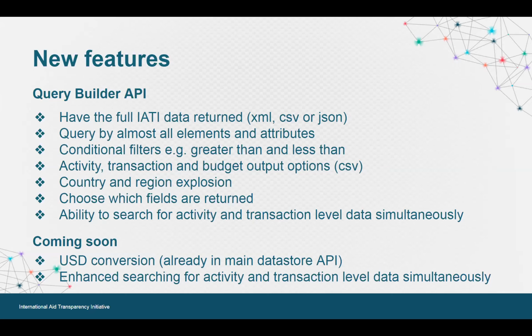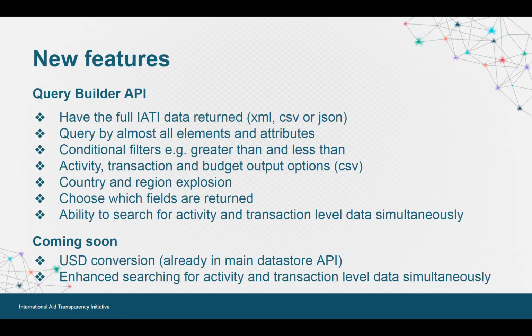And you can query by almost all elements and attributes using the API, of which a set of the key elements and attributes can be found in the query builder. And we're in the process of adding more in as users request them, trying to balance out keeping the query builder streamlined and easy to use, as well as having the right elements and attributes that are going to be required and useful for users.